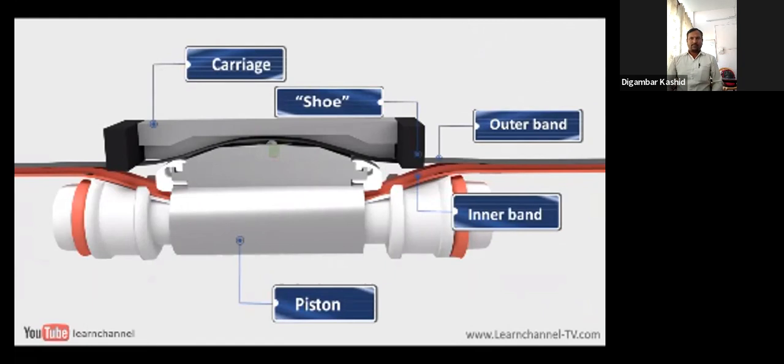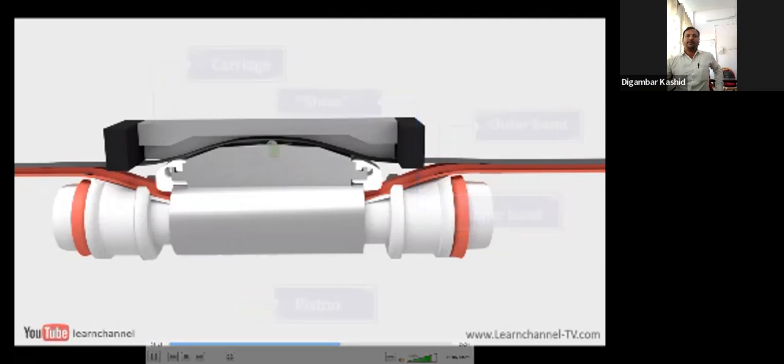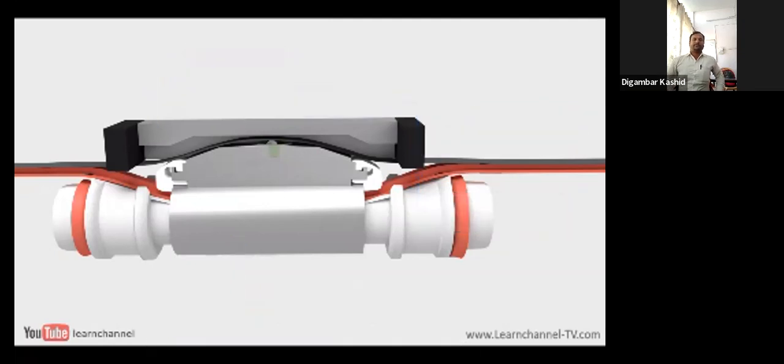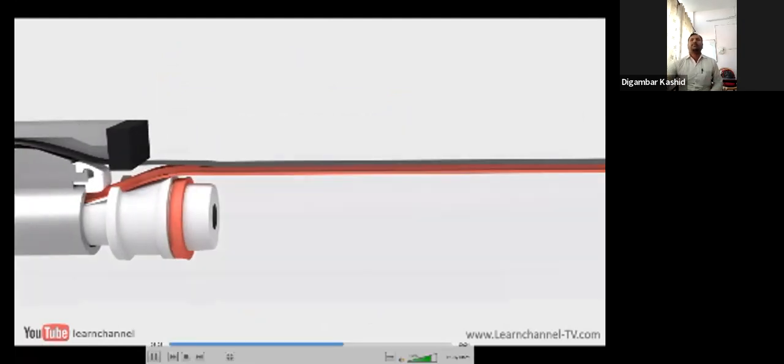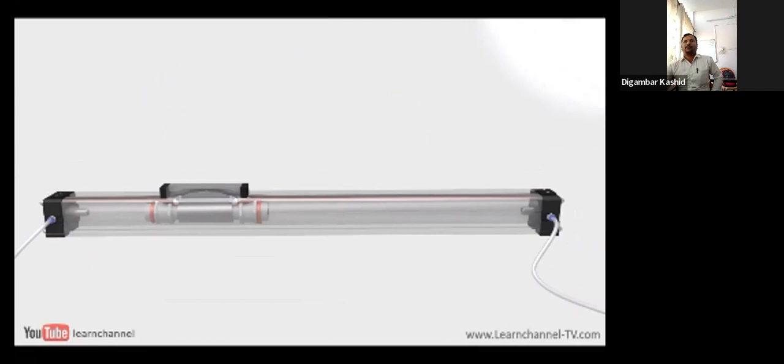the direction of travel. The seals of the piston inside the cylinder barrel press the inner band tightly against the barrel of the cylinder, preventing air leakage. The outer band is pressed tightly against the outside of the slot of the cylinder barrel with the so-called shoes of the carriage. And it's working!